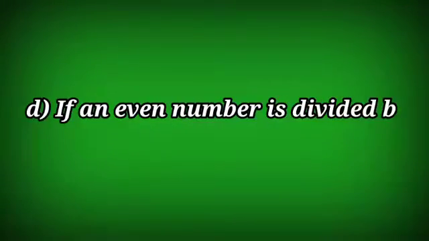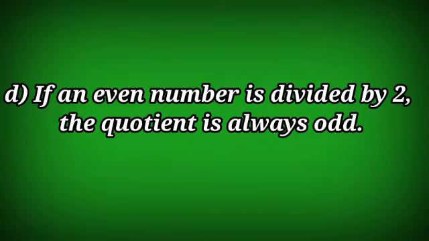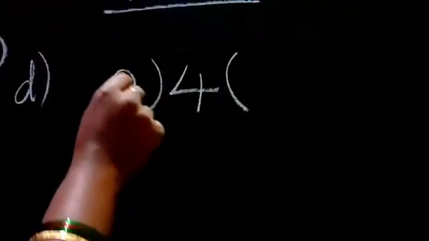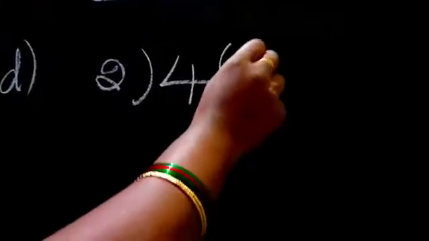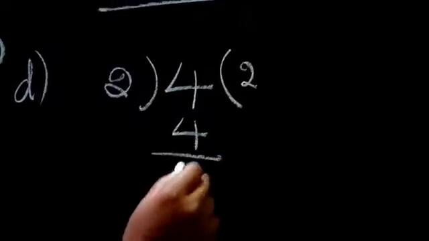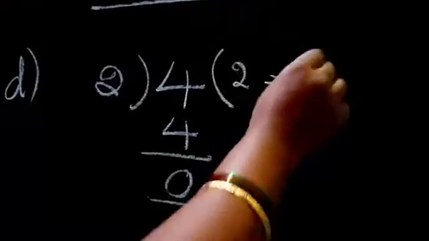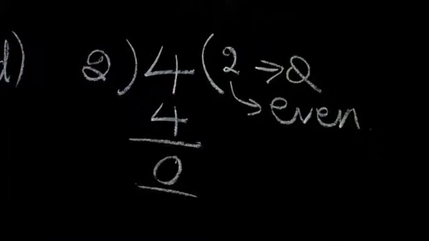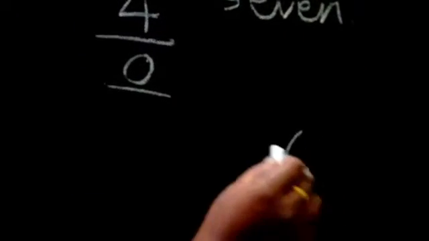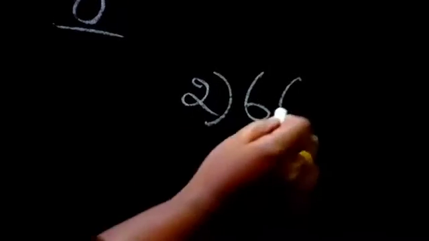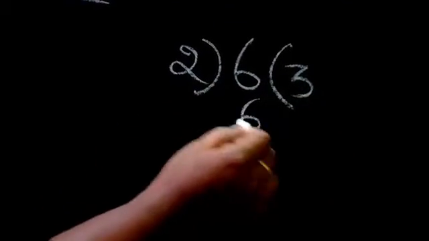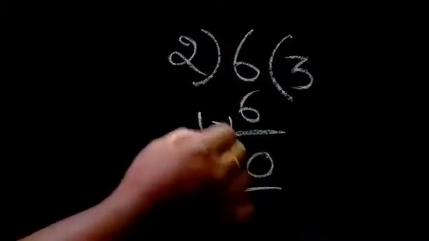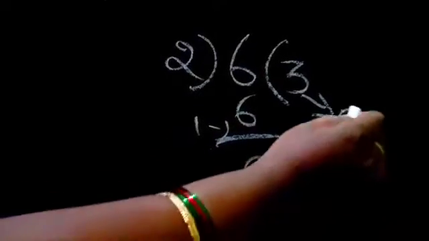D question is, if an even number is divided by 2, the quotient is always odd. 4 is an even number. When we divide 4 by 2, 2 2s are 4. So this is the quotient. The quotient is an even number. Another example, 6 divided by 2. 3 2s are 6. Remaining 0. This 3 is an odd number.